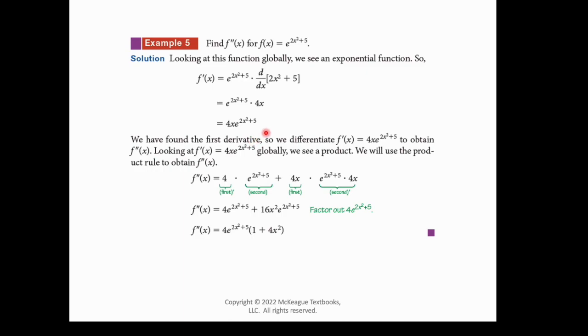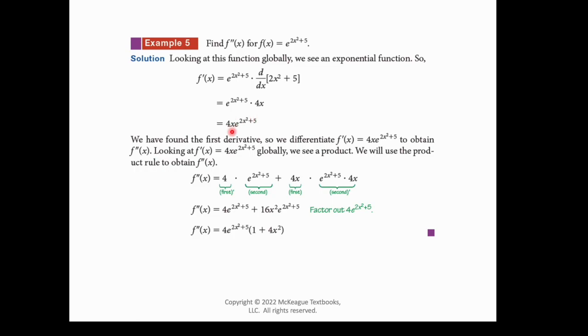Now we have to take the second derivative, but this one's a little bit more tricky because we have to realize that now we need to use the product rule because we have 4x as a factor and we have the exponential function as a factor. So when we go to take the second derivative, we need to take the derivative of the first factor, so the derivative of 4x, which is 4, times the exponential, which is our second factor. And we're going to add that to the first factor times the derivative of the second factor.